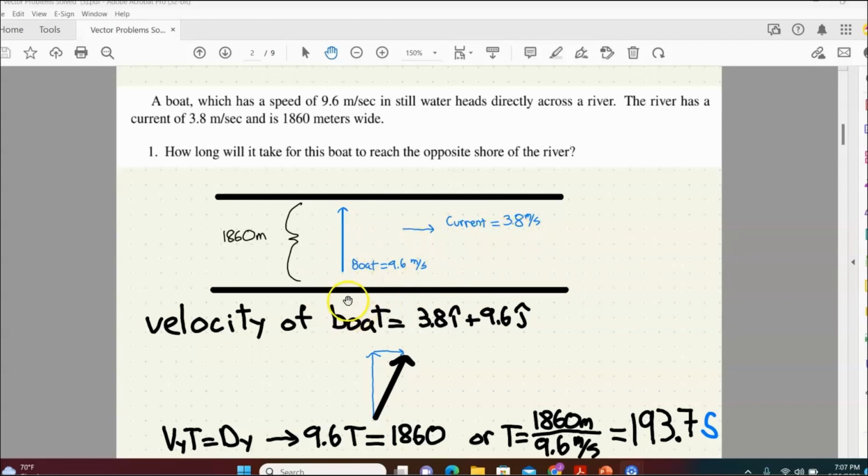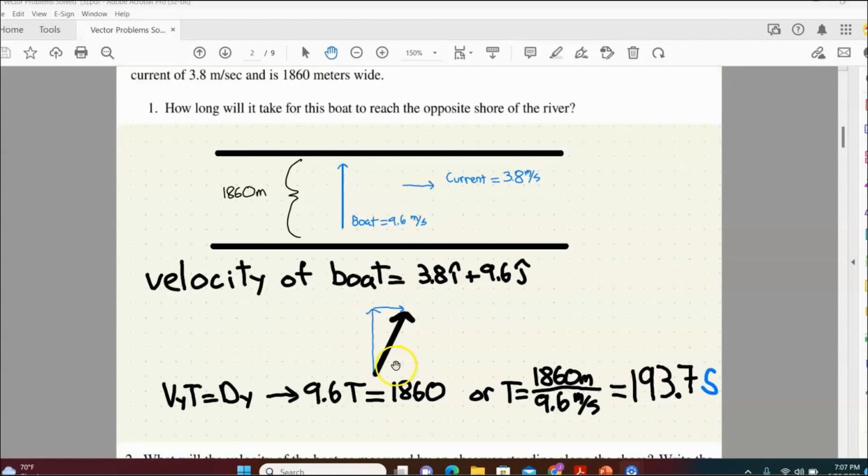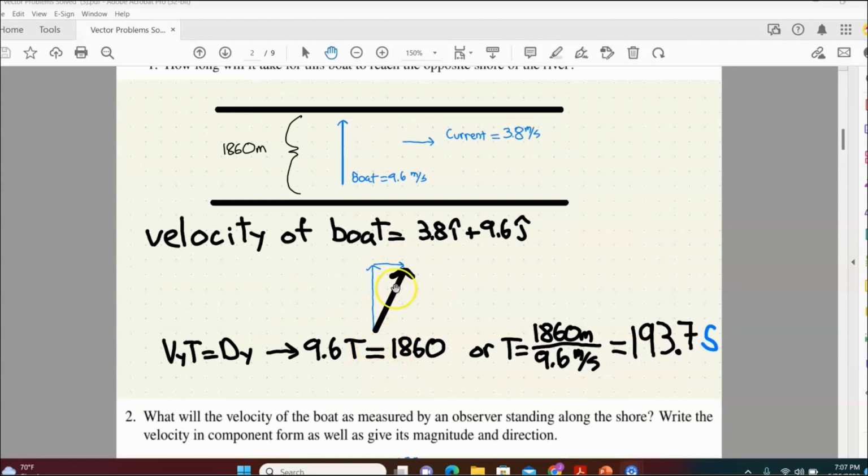If the bow of the boat is headed directly across the river, then the boat's velocity will point off at some direction. And this is because velocity is a vector. The velocity of the boat is a vector. In order to get the velocity of the boat, you need to add up the velocity of the boat relative to the water plus the velocity of the current. And this black arrow right here is the velocity of the boat relative to the shore. The velocity of the boat equals 3.8 i hat plus 9.6 j hat. It has both an x and a y component.